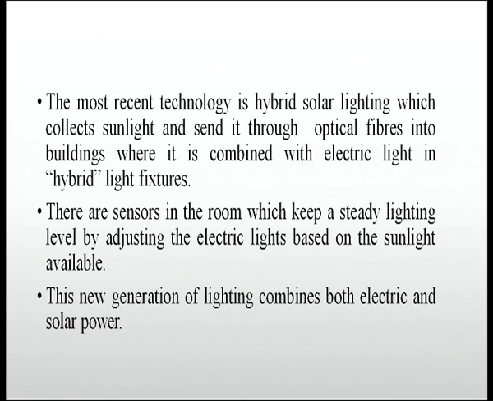The most recent technology is hybrid solar lighting, which collects sunlight and sends it through optical fibers into buildings where it is combined with electric light in hybrid light fixtures. There are sensors in the room which keep a steady lighting level by adjusting the electric lights based on the sunlight available. This new generation of lighting combines both electric and solar power.